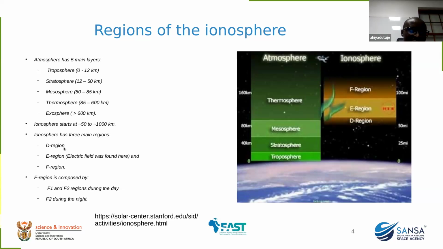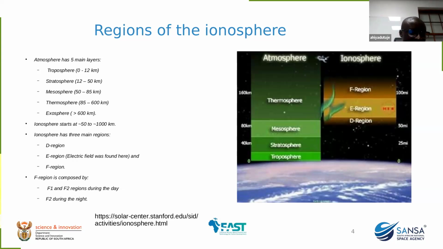Then later they found that there is another region below it, they called it D, and then the other region which was discovered above it, on the top of the E region, was called the F region. So the F region has 2 regions. During the day, it has F1 and F2, while during the night, you have only F2 because of the activities of the sun. So this region, the ionosphere, depends on the sun.